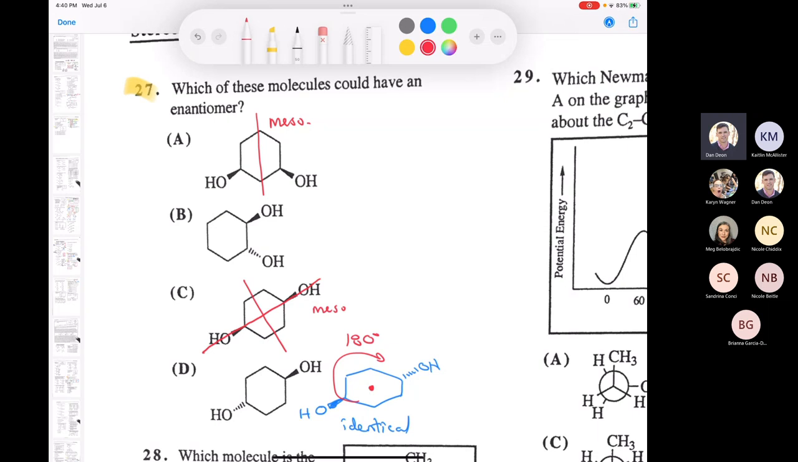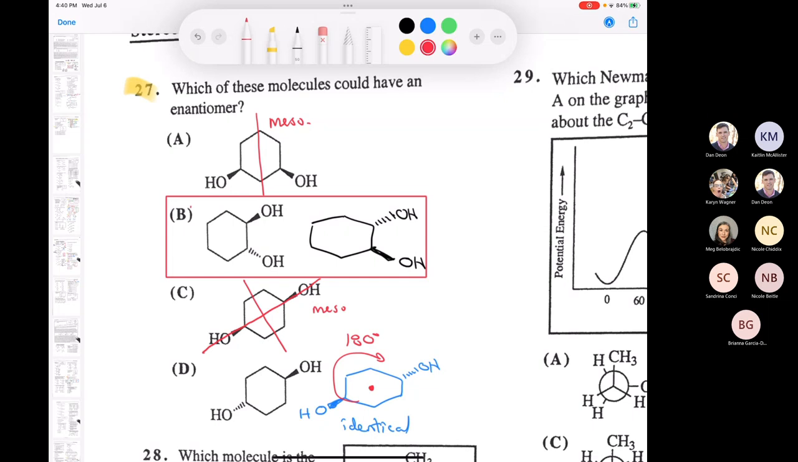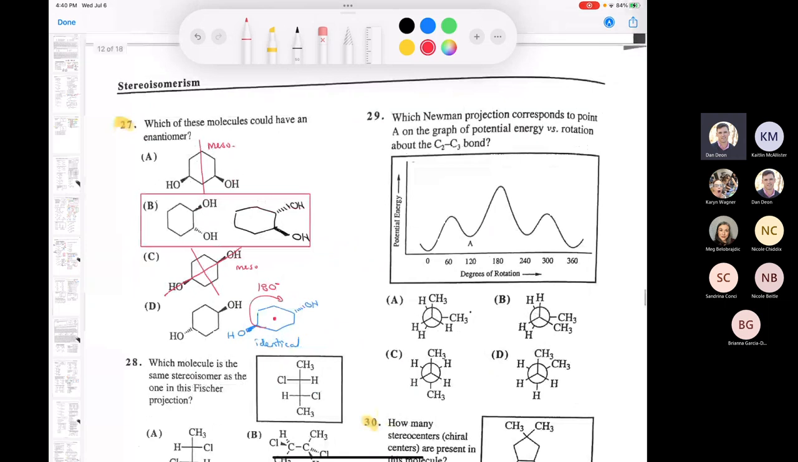It's only B that I can create an enantiomer for, right? If I draw the mirror image of this, like this, like that, that's an enantiomer for B. If I flip that around, like a pancake, then you end up with a dash here and a wedge going up like that. So that would be a pair of enantiomers. So make sure you're able to identify a pair of enantiomers as are found in B. So we have a pair of enantiomers there. Enantiomers, non-superimposable mirror images.